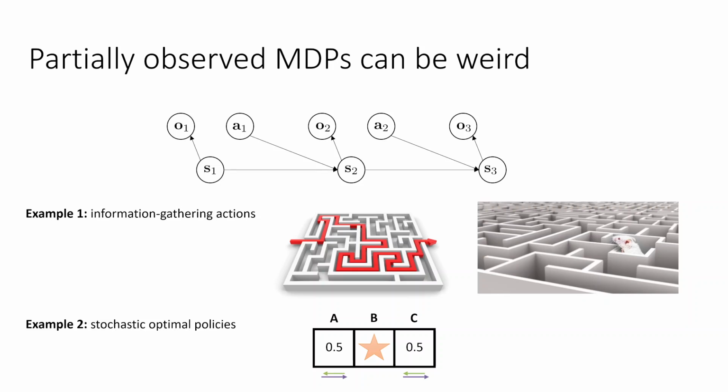And since the deterministic policy here would have to be a function of the observation, and the observation has no information, the only choice for a deterministic policy is to commit to always going left or always going right. But if you have a policy that goes left or right with 50-50 probability, then whether it starts in A or C, it'll eventually get to B. So this is an example where a stochastic policy is actually better than any deterministic policy.